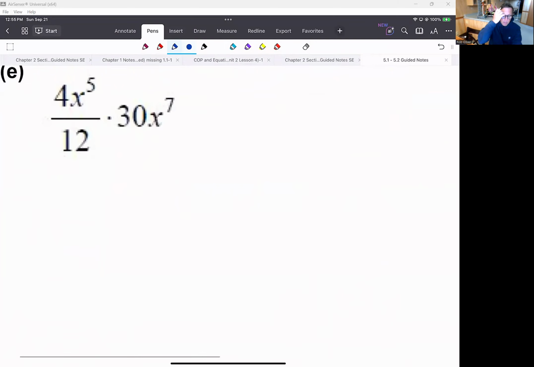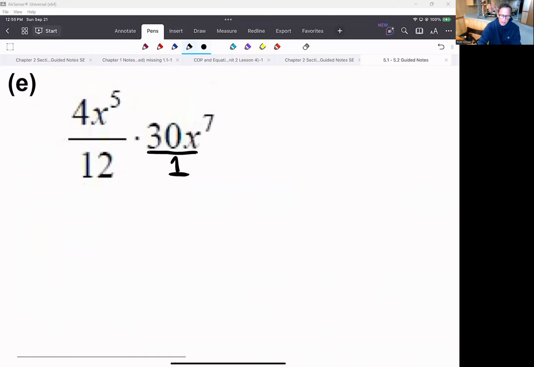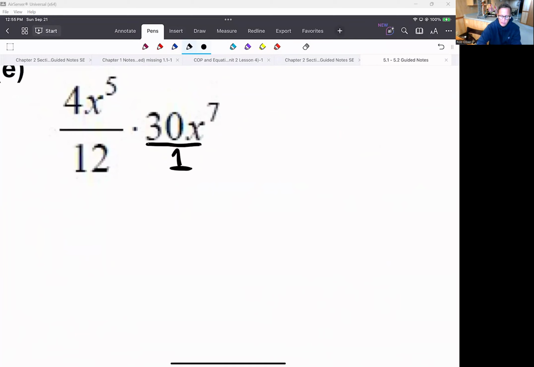Okay, this one, a little bit more algebra going on there. The second factor there does not have anything in the denominator, so we could just think a default number there. We can put a 1. Now this one, I think we could benefit from cross-canceling a little bit. For instance, the 12 and the 30 both have a common factor of 6. So we can divide by 6, divide by 6 there. 12 divided by 6 is 2, and 30 divided by 6 is 5.